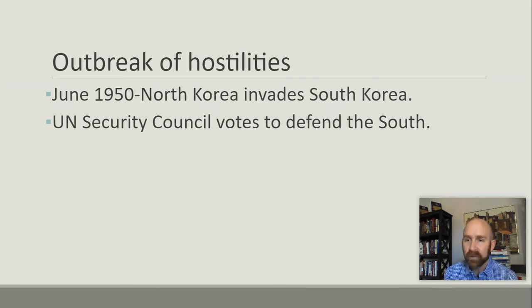This is important for a couple of reasons. One, it means that we're going to get an international coalition, 16 different countries going to send over 500,000 troops to South Korea to defend South Korea. I mean, 90% American troops. So, I mean, America, let's be real here. This is mostly America fighting.